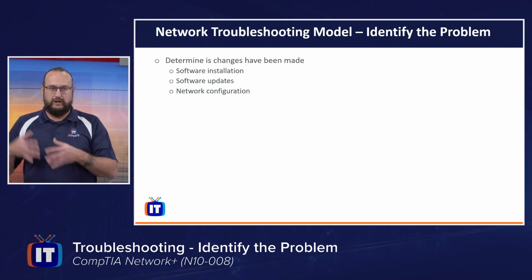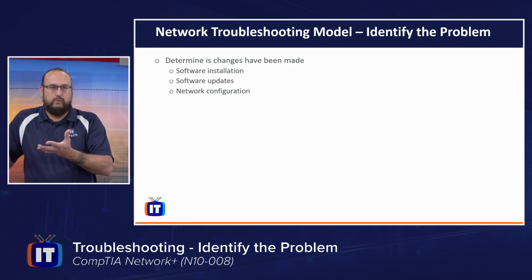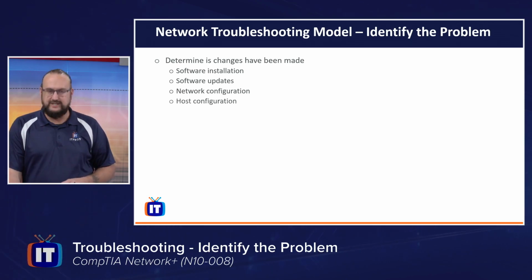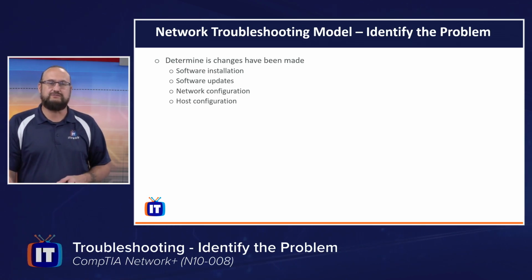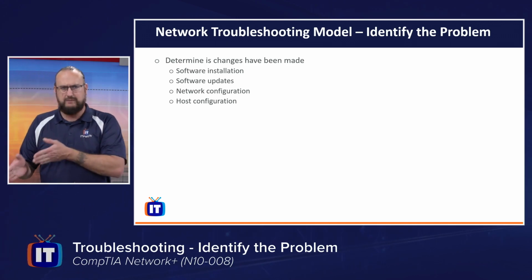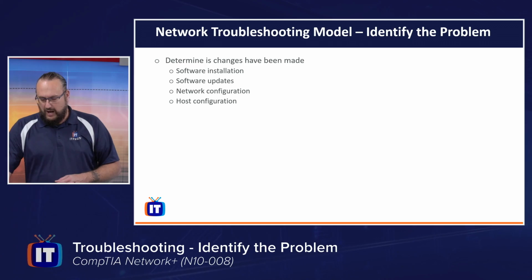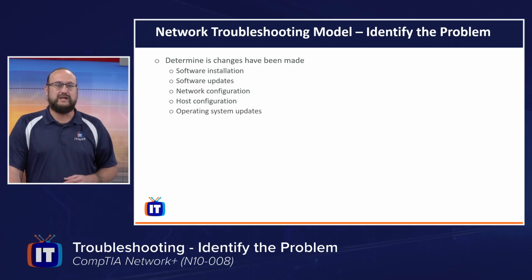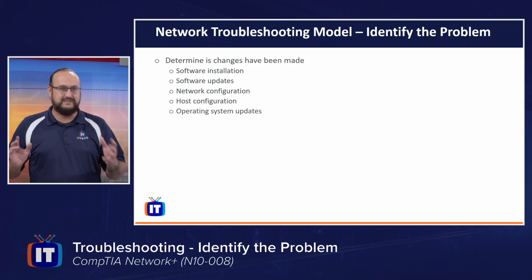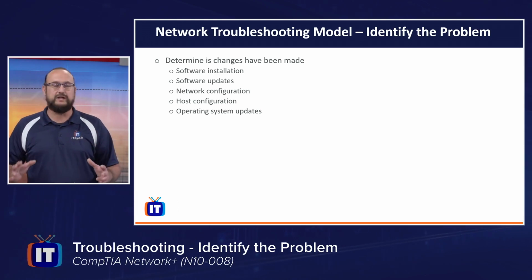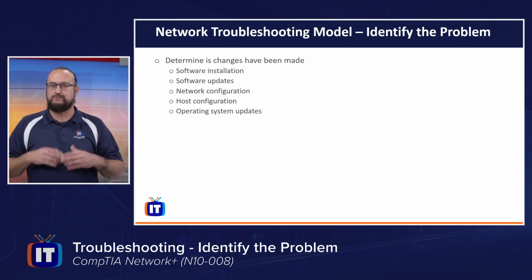Did we bring a new router online, for whatever reason? Is it something like a host configuration? Now, what I'm talking about is on the endpoint itself. Has something changed? Did we make a change to the firewall? Did we do an operating system update on that host that is now causing some kind of conflict with the communications and disrupting the workflow?